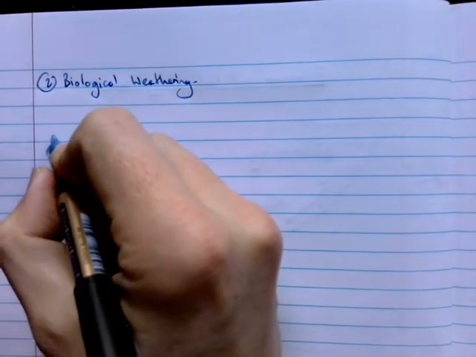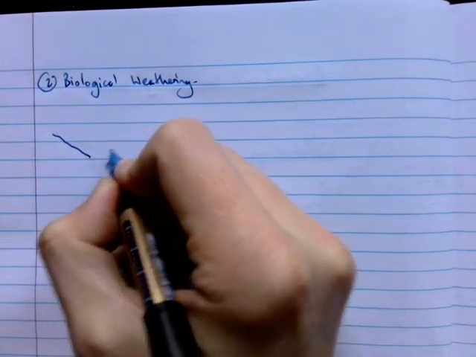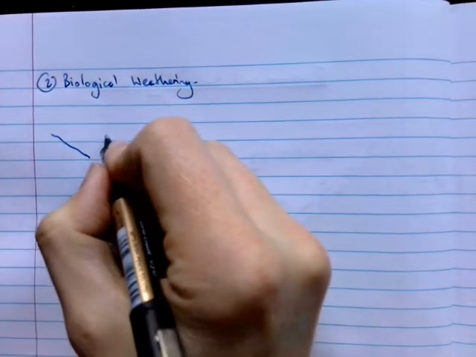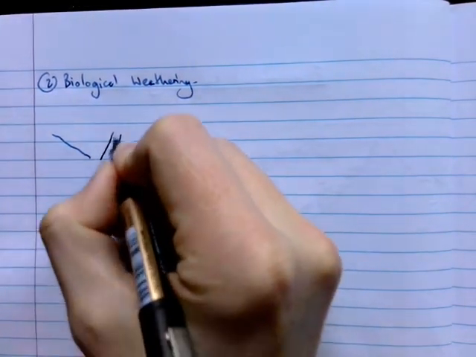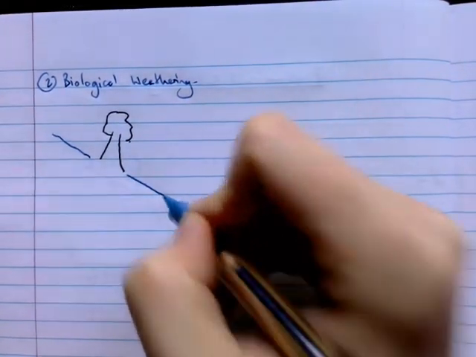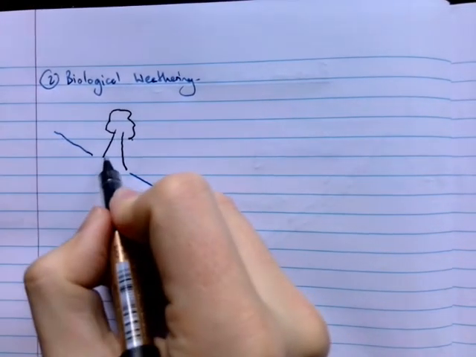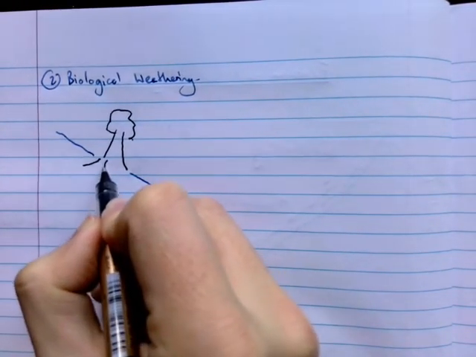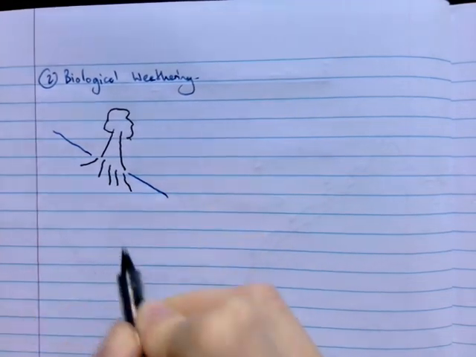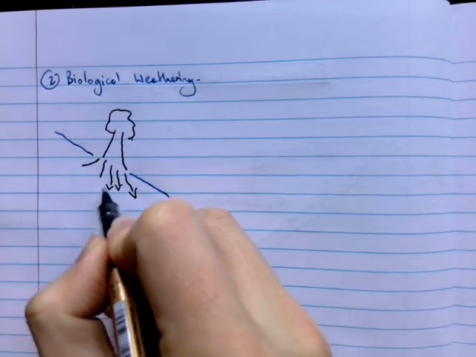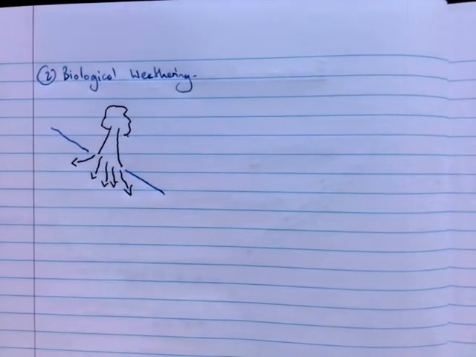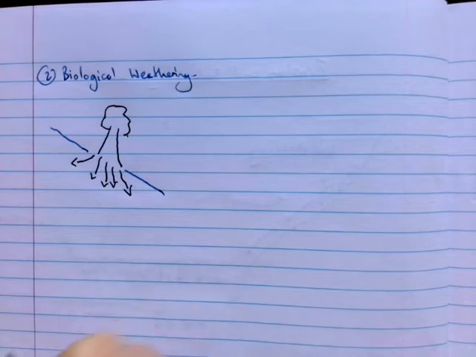Now, next type of weathering. Okay, the next type of weathering is biological weathering. So let's imagine you've got the side of your mountain here, and on the side of your mountain, you've got a tree, okay, growing on the side of the mountain. Now, what happens is the roots of the tree grow into the mountain. And as they grow into the mountain, they're going to do the same thing.